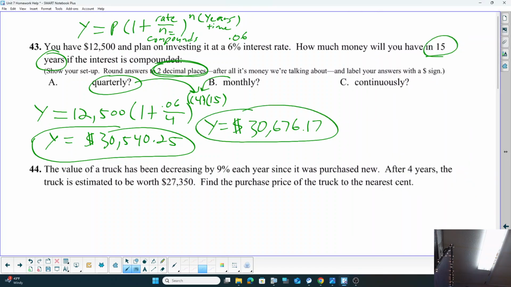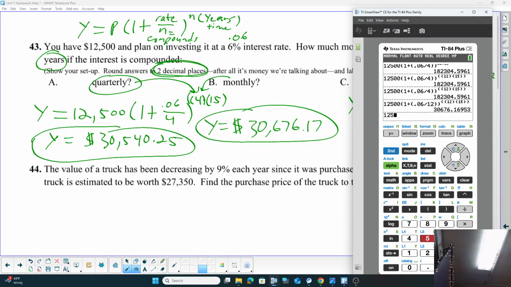Okay, so continuously means that you're going to now use e as your base, right? So now we do y equals the initial, 12,500. But this time we're going to use e as your base. And so e to the rate times time. So that's going to be the rate, which is 0.06, times the time, which was 15 years. Okay, give that a try now.